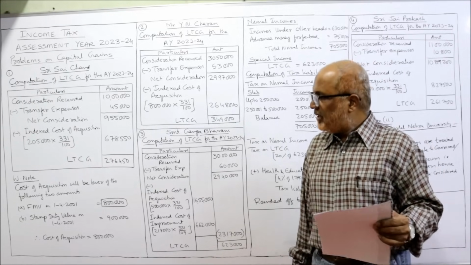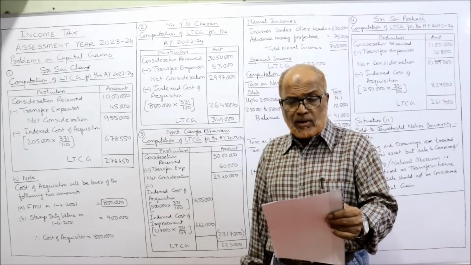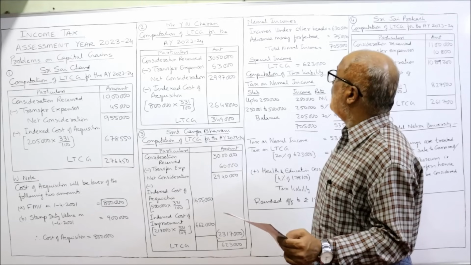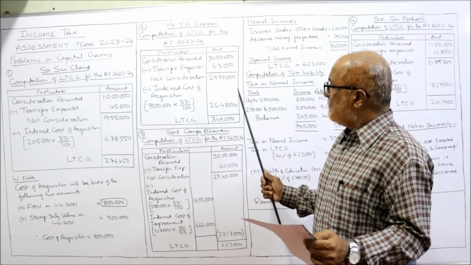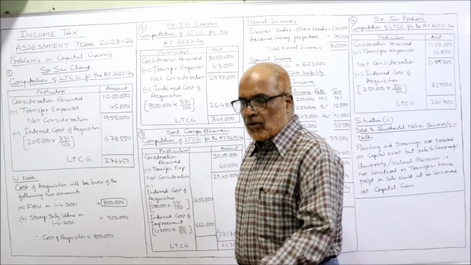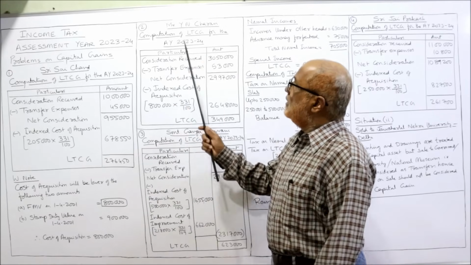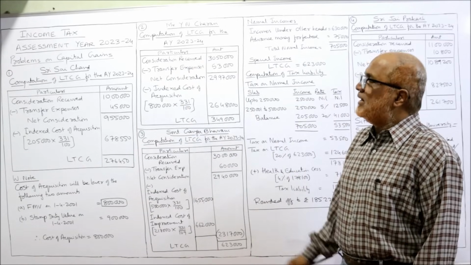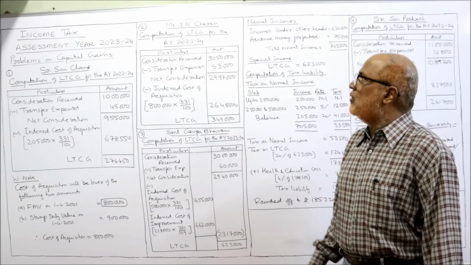So here we are required to calculate the tax liability also. I have calculated LTCG. Okay. Tax liability I have not calculated. We will calculate now. So first of all, Mr. Y.N. Charan, this is the assessee. Computation of LTCG for the assessment year 23-24.